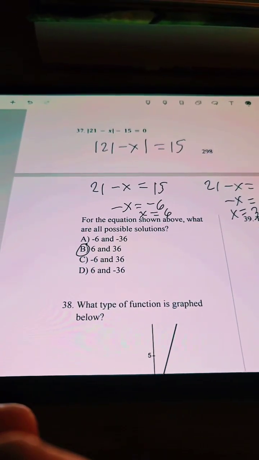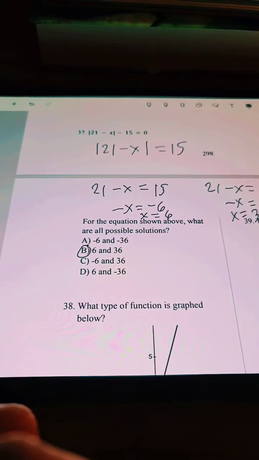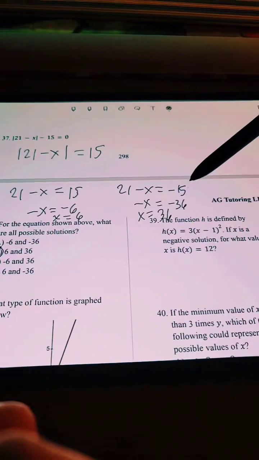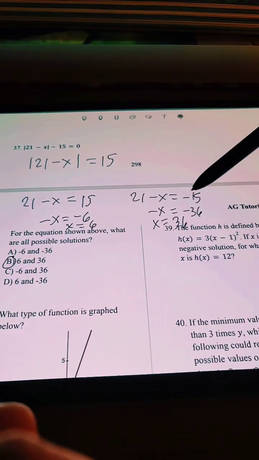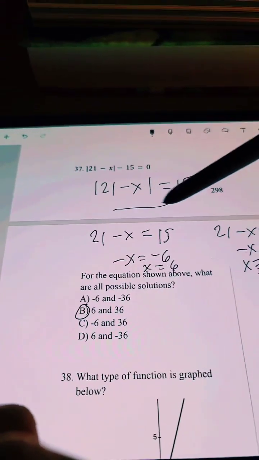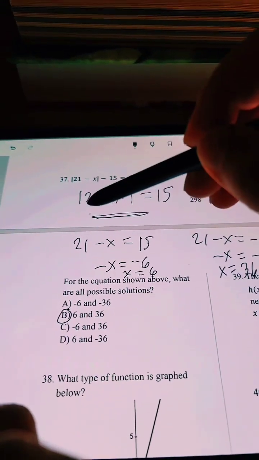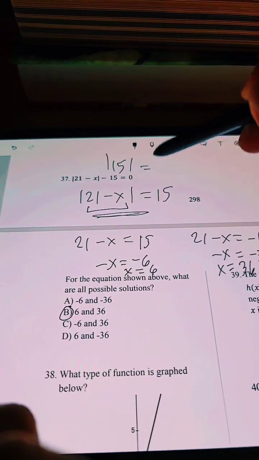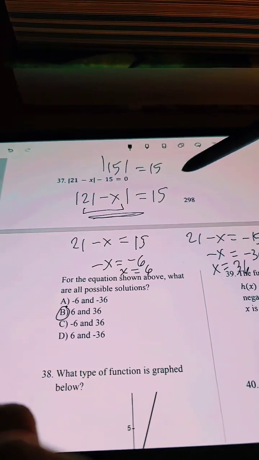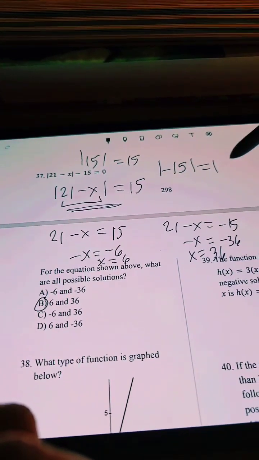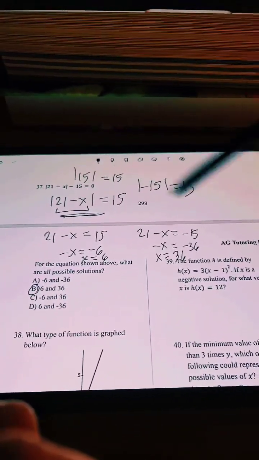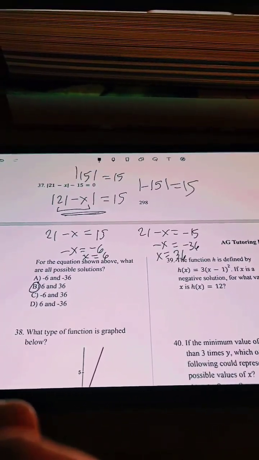Someone asked a question, so you mean 21 minus x is equal to negative 15, and 21 minus x is equal to positive 15, because think about it, this is equal to positive 15, so that means that what's on the inside could be positive 15, and you get 15, or what's on the inside could be negative 15, and you get 15. So that's why I set it up as those two different equations, because that's the two situations that could lead to 15 being the answer.